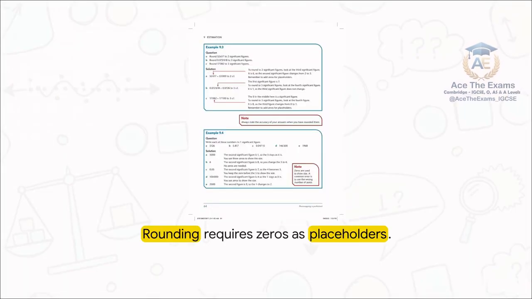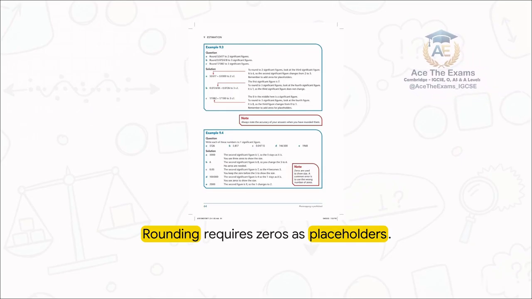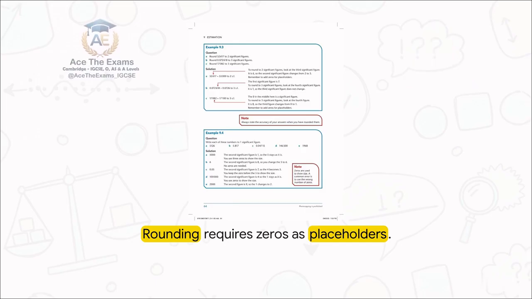Now look at the danger of rounding large numbers. Say we want to round 52,617 to 2 significant figures. Our first significant figure is 5. Our second is 2. We look next door at the 6, which tells us to round that 2 up to a 3. So we have 53.